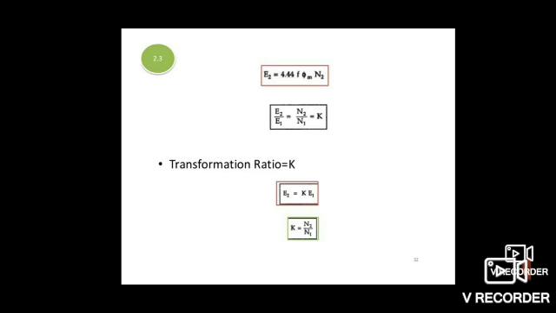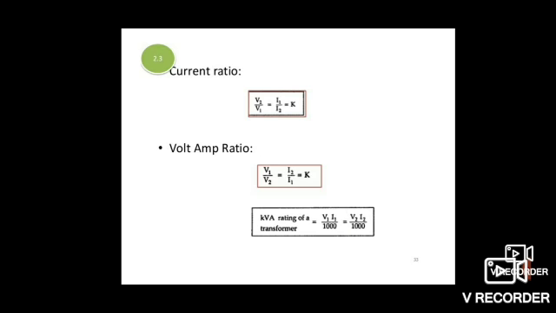E2 equal to 4.44 F into phi m into N2. Therefore, E2 divided by E1 equal to N2 divided by N1. Secondary winding voltage divided by primary winding voltage equals the number of turns in the secondary winding divided by the number of turns in the primary winding. That is equal to the turns ratio K, the transformation ratio. Therefore, E2 equal to K into E1, where K equal to N2 divided by N1, which is equal to E2 divided by E1. That is called the voltage ratio.